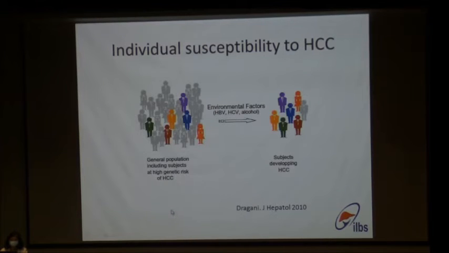About individual susceptibility to HCC, in a general population, it includes subjects at high genetic risk of HCC. These colored ones are the ones with genetic risk, and on exposure to environmental factors like hepatitis viruses, alcohol, the subjects develop HCC. These may be in the presence of environmental factors or even without environmental factors, and even without genetic risk, subjects can develop HCC. So there is a lot of genetic heterogeneity in HCC.